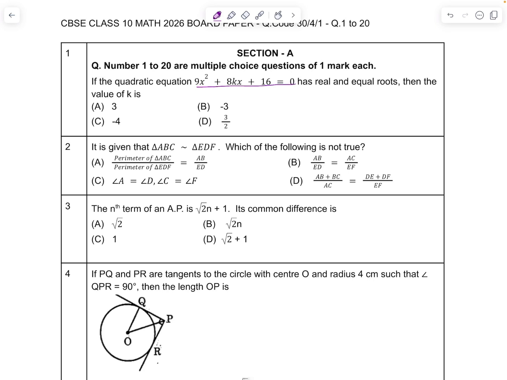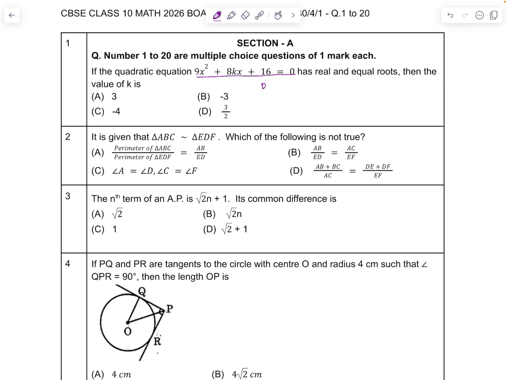equal roots, then the value of k is. If the roots are real and equal, then D is equal to 0. It is b square minus 4ac is 0. b is 8k, minus 4 times a is 9 and c is 16, which is equal to 0. k square is equal to 4 into 9 into 16 upon 8 into 8. On simplifying, we get k square is equal to 9 and k is equal to plus or minus 3. Here both the options A and B are right.